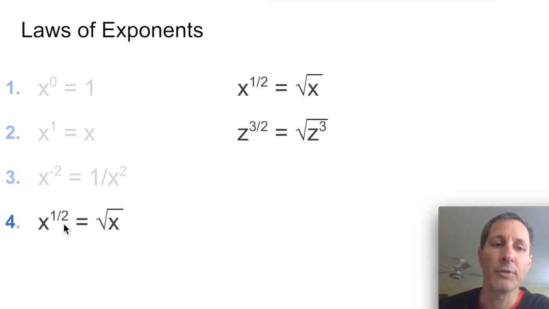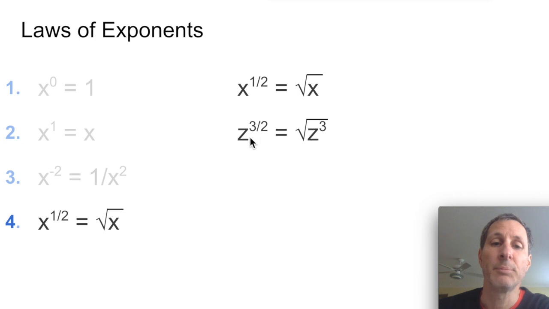Rule number 4 says that x to the 1/2 power is equal to the square root of x. And you can also go the other direction. The square root of x is equal to x to the 1/2 power. In the second example here, z to the 3/2 power is equal to the square root of z cubed. This is the same as z to the 3 power times z to the 1/2 power, as you'll see in one of the other rules.